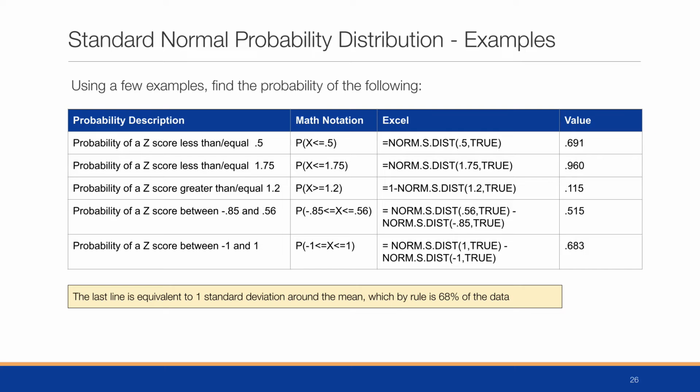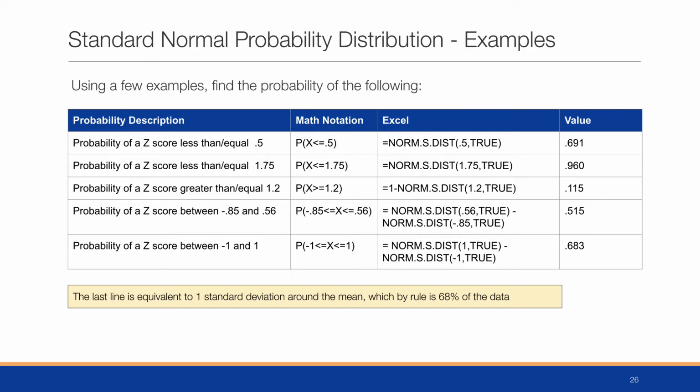If we want a probability of a z-score greater than 1.2, or greater than or equal to 1.2, we will do 1 minus norm.s.dist 1.2. Remember, the norm.s.dist 1.2, true, would give us everything to the left. So if we want everything to the right of that, we would do 1 minus. And if we want a probability of a z-score between negative 0.85 and 0.56, we will just subtract the larger one, which is the 0.56, minus the negative 0.85, and we will end up with 0.515.